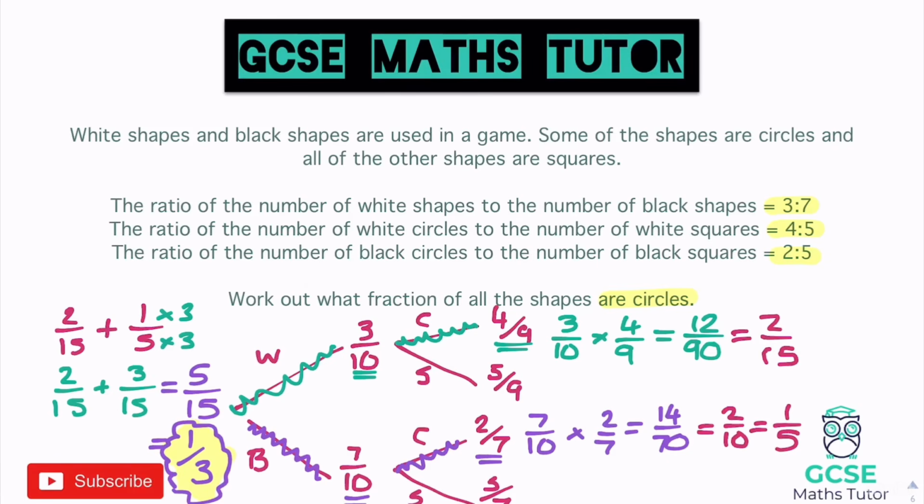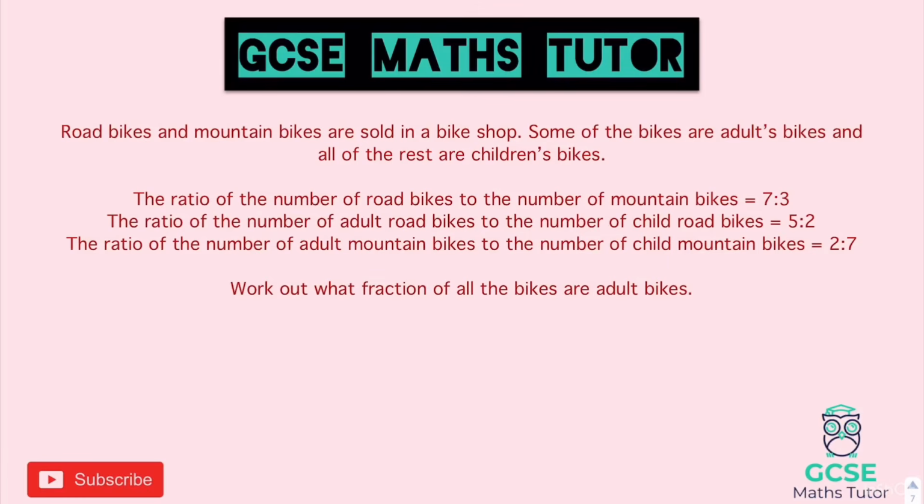Okay, so here's one for you to have a go at before we have a look at our final question. So pause the video there, have a go at this question, and we'll go over the answer in a sec. Right, okay, so it says road bikes and mountain bikes are sold in a bike shop. Some of the bikes are adults' bikes, the rest are children's bikes. So the ratio of road bikes to mountain bikes is 7:3.